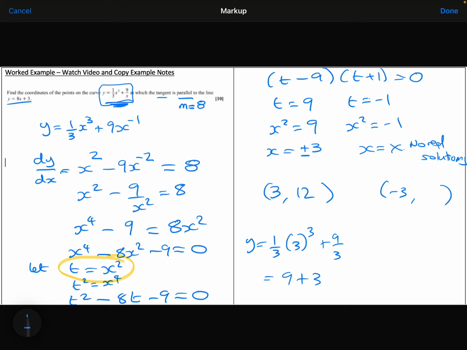And we can do a similar thing for the minus 3 now. So that's going to be minus 9 minus 3, so that's going to be minus 12. So these are the two coordinates where the tangent is parallel to the line y equals 8x plus 3.